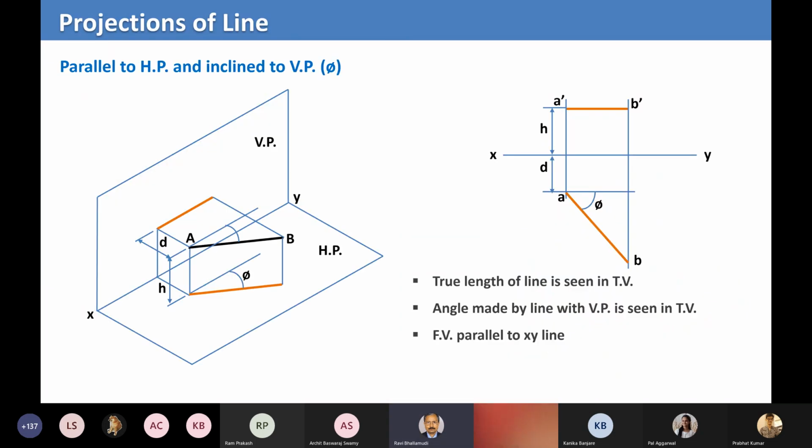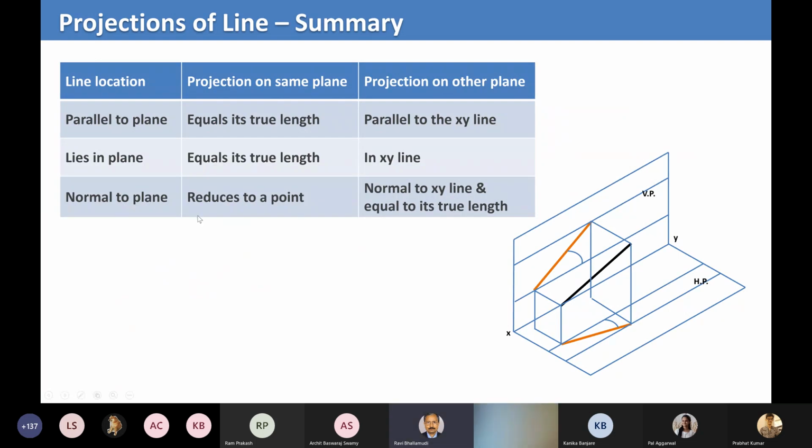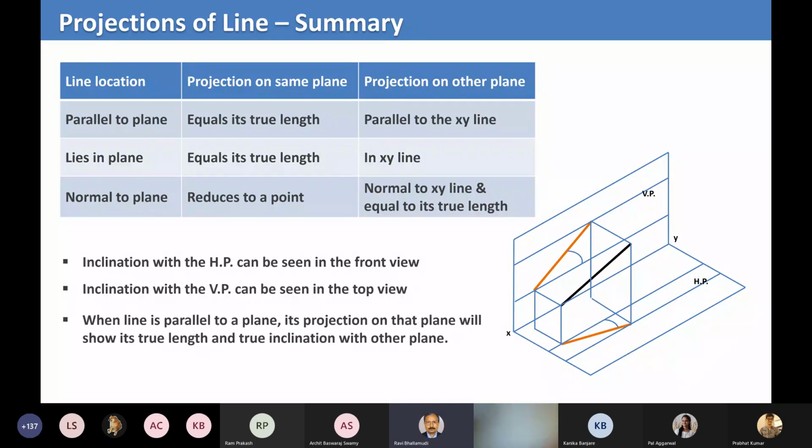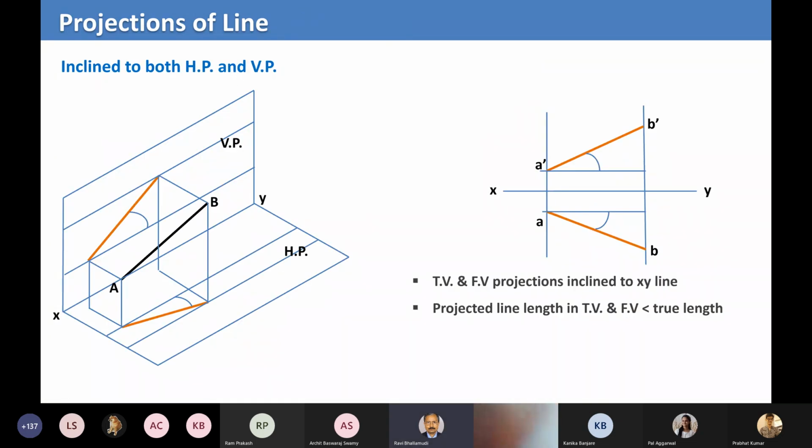If the line is normal to a plane, the projection of the line on the plane will be reduced to a point. And if it lies in the plane, then its projection and the true line are the same thing, right? It's the same as what I have written here. When the line happens to be parallel to a plane, its projection and the true line are the same. No discussion there. Now we will make our life a little more complex.